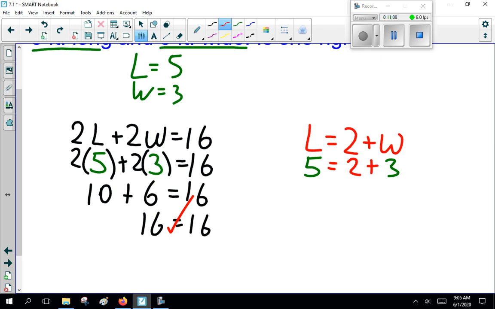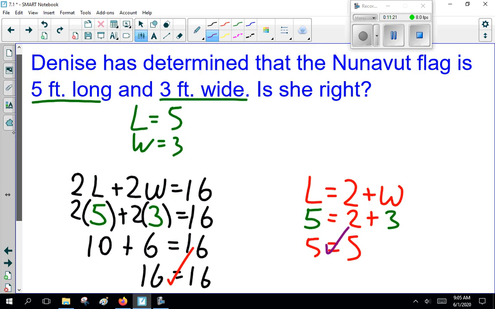Anyway, so every time we see L, we replace it with 5. Every time we see W, we replace it with 3. So 5 equals 2 plus 3, 5. 2 plus 3 is 5. Yes. So the question was, is she right? Yes. Okay.